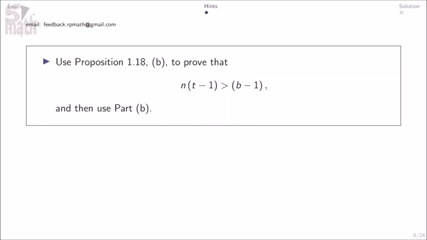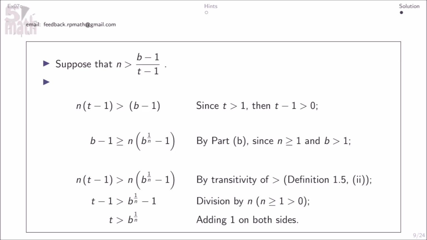Use proposition 1.18b to prove that n(t − 1) > b − 1, and then use part B. Suppose that n > (b − 1)/(t − 1). Since t > 1, then t − 1 > 0. By part B, since n ≥ 1 and b > 1, by transitivity of greater than, definition 1.5, division by n ≥ 1 > 0, adding 1 on both sides.